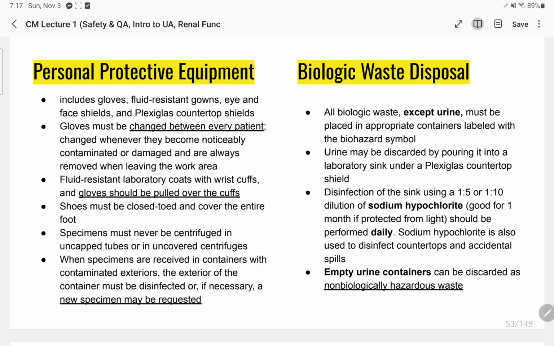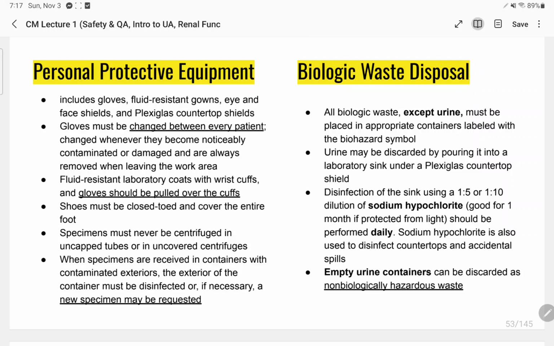And also fluid resistant lab gowns, and they should reach the wrist, no? Not just up to your forearm, okay? They should reach your wrist. And gloves should be pulled over the cuff. The correct way is that your gloves go outside, over the cuffs of your gown, so the skin is not exposed, okay?